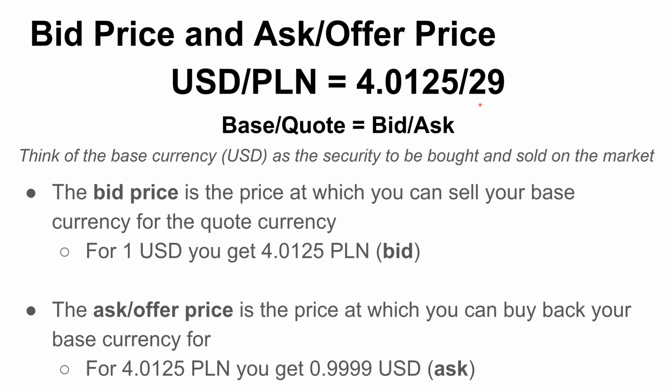So let's say you enter the Forex market with $1 US. Using the bid price, we can see that with the dollar, you can get 4.0125 Polish zloty. That is what we sell our base currency, the $1, for. Really, we're paying for 4.0129 Polish zloty, but we only get 4.0125 in our account because 4 pips go to the broker as a fee.